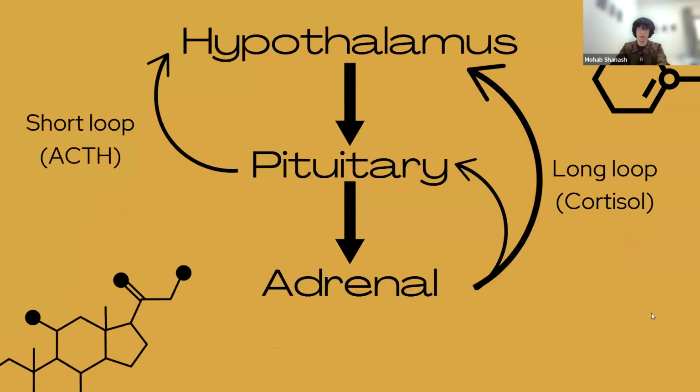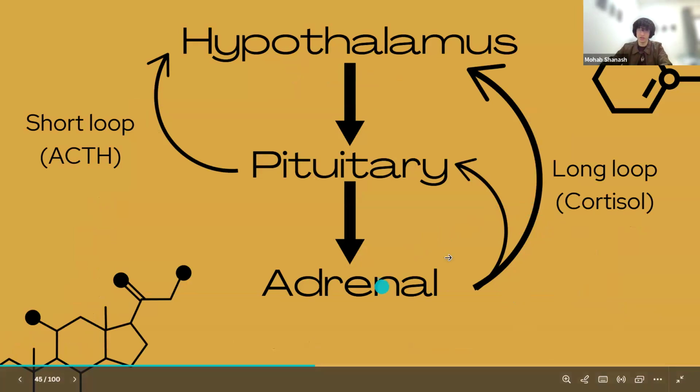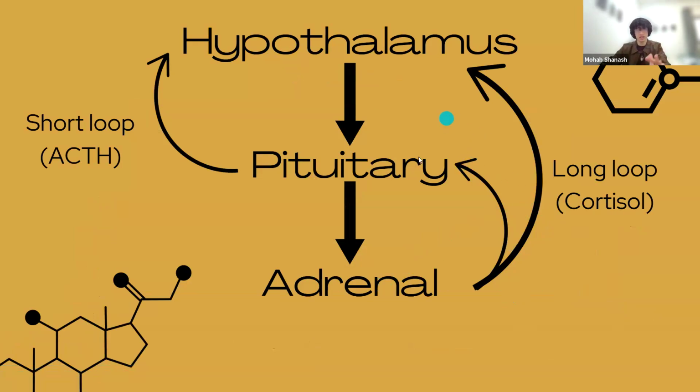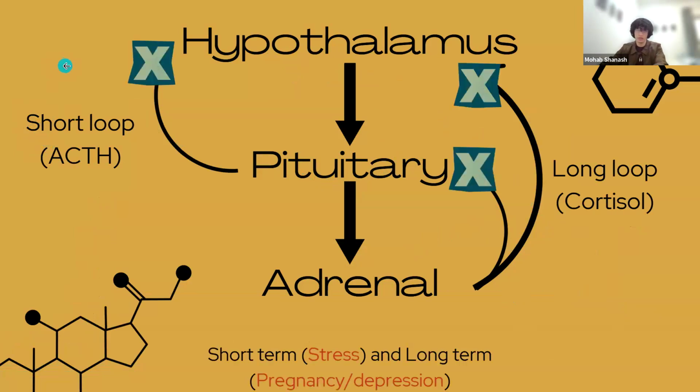Now, this is our loop, our long loop. Cortisol from the adrenal gland goes to the pituitary and hypothalamus, tells it to calm down. Pituitary ACTH, short loop, tells it to calm down. Very simple. Now, here's what's different.